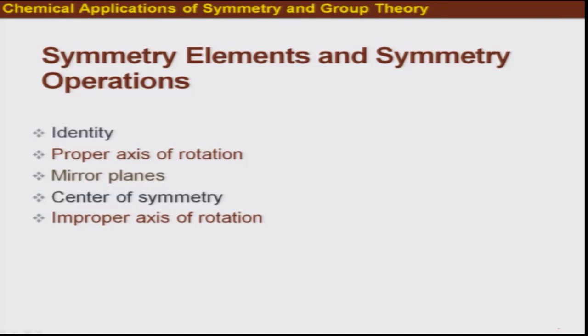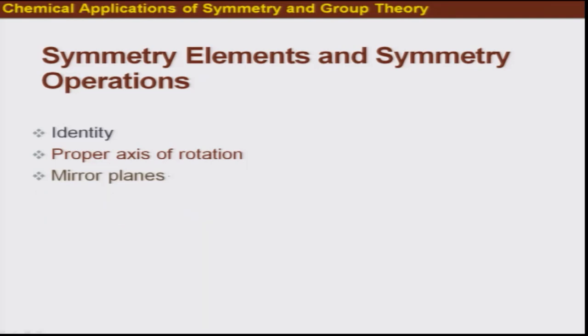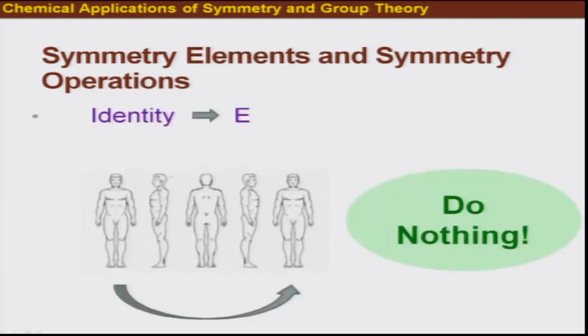As you can see on the screen, you can have an element called identity, another element called proper axis of rotation, mirror planes, center of symmetry, and improper axis of rotation. Now let us look at one by one, what is what. First, let us look at the element of identity.